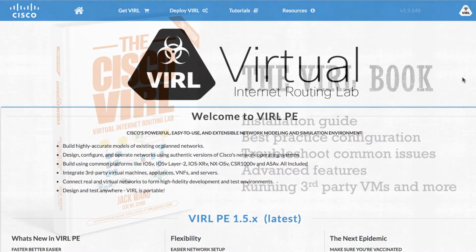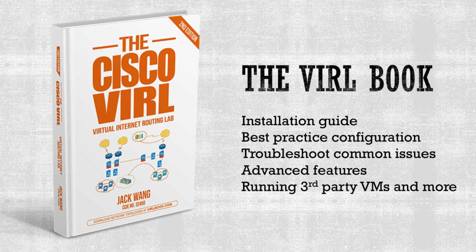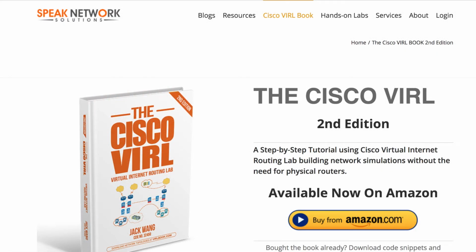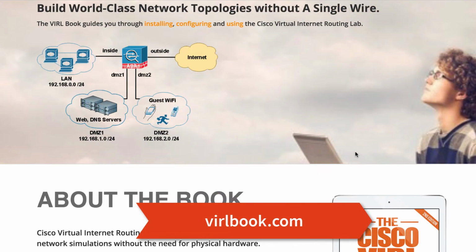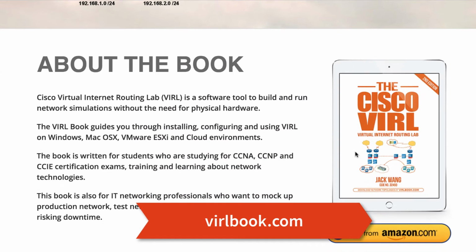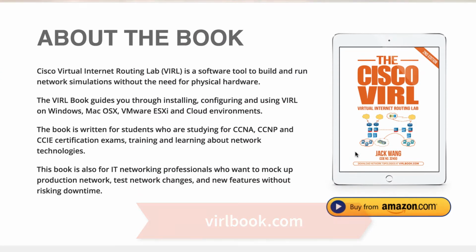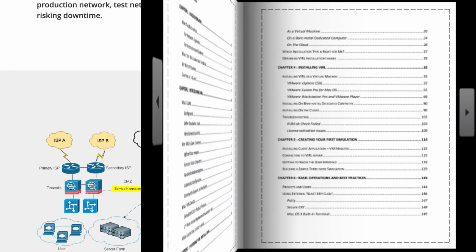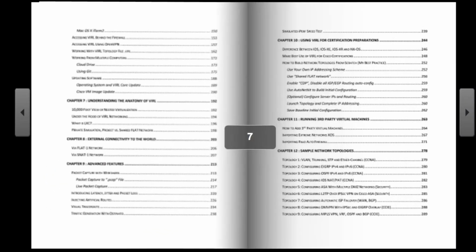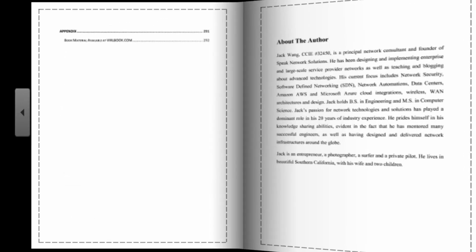The Cisco VIRL book guides you through installing, configuring, and using the Cisco Virtual Internet Routing Lab on Windows and Mac computers, VMware servers, and in cloud environments. The book is written for students who are studying for CCNA, CCNP, and CCIE certification exams, training and learning about network technologies. The book is also for IT networking professionals who are trying to mock up a production network and test network changes and new features without risking downtime.